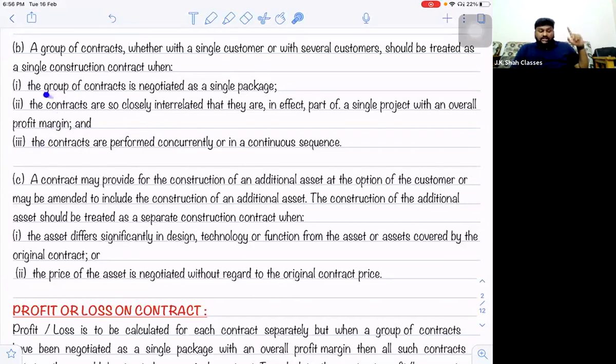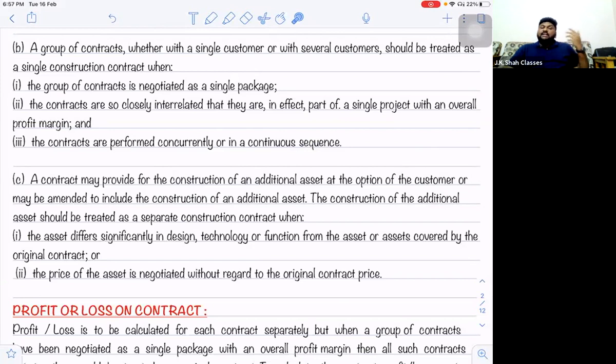What is the condition? The group of contracts is negotiated as a single package. Moreover, the terms and conditions of the contracts are very much the same. The contracts are so interrelated to each other that in fact they are part of a single project with an overall profit margin, meaning the assets are very closely related to each other, of same specification, same kind, same characteristics. Even the profit margins that you're going to earn on it are exactly the same. And thirdly, the contracts that you're going to perform are continuous or on a concurrent basis.